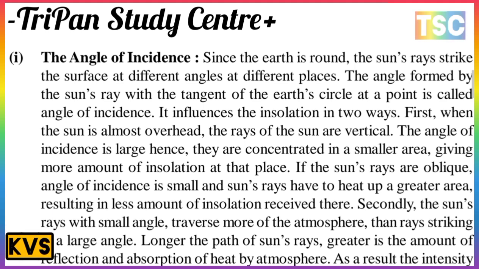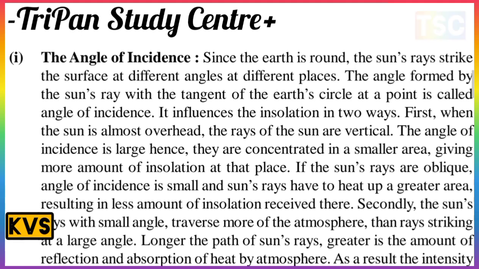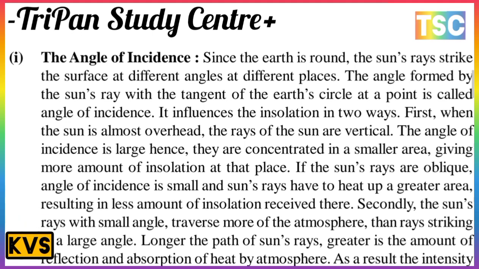Since the earth is round, the sun's rays strike the surface at different angles at different places. The angle formed by the sun's ray with the tangent of the earth's circle at the point is called the angle of incidence. What is the angle of incidence? Its influence on insolation is twofold.